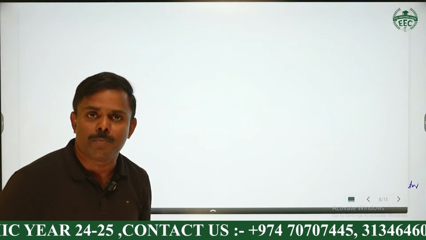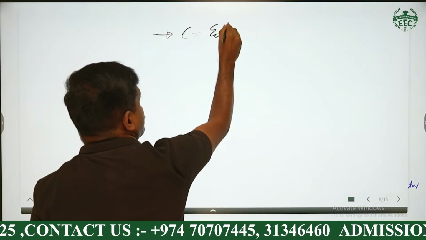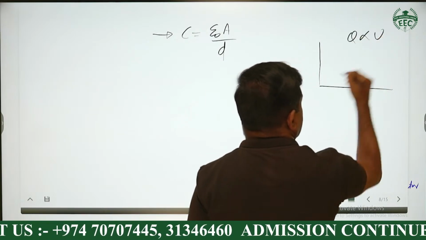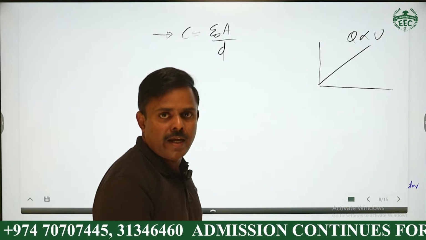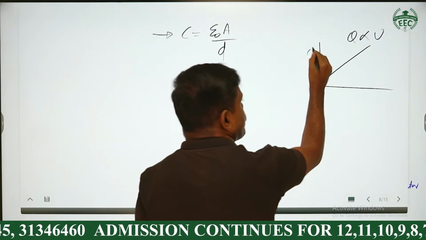First one, parallel plate capacitor. Capacitance of a parallel plate capacitor, epsilon 0 A by D. Before that there is a graph, Q against V graph. Graph is straight line, direct proportionality. Two questions. Number one, slope of the graph.